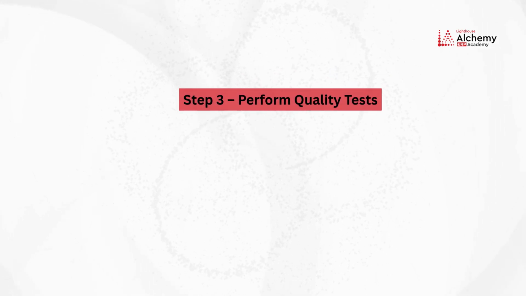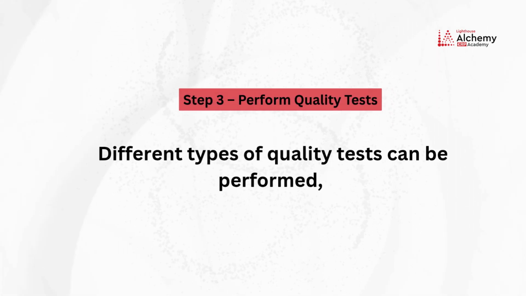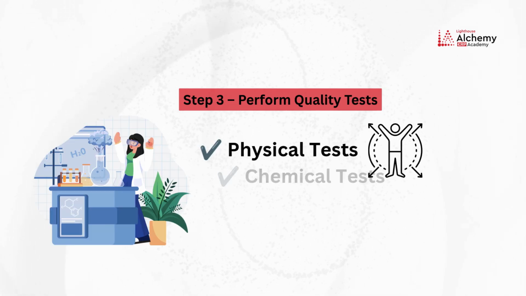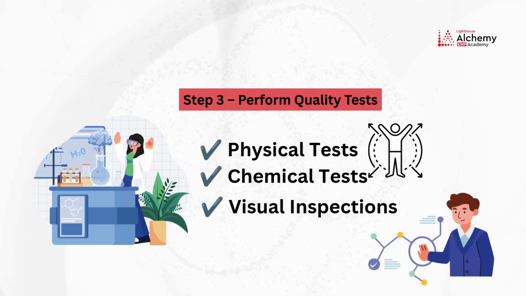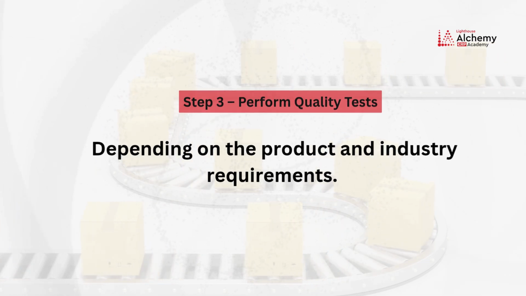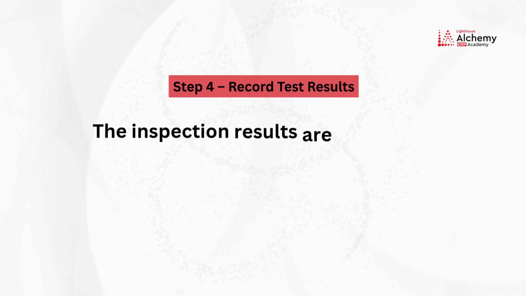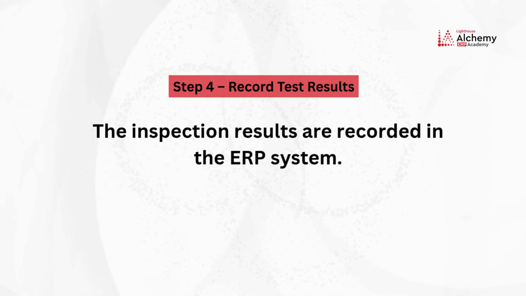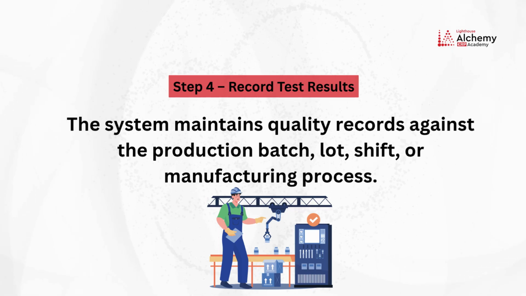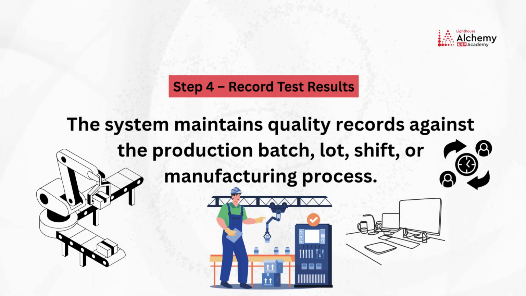Step 3. Perform quality tests. Different types of quality tests can be performed, such as physical tests, chemical tests, visual inspections, depending on the product and industry requirements. Step 4. Record test results. The inspection results are recorded in the ERP system. The system maintains quality records against the production batch, lot, shift, or manufacturing process.